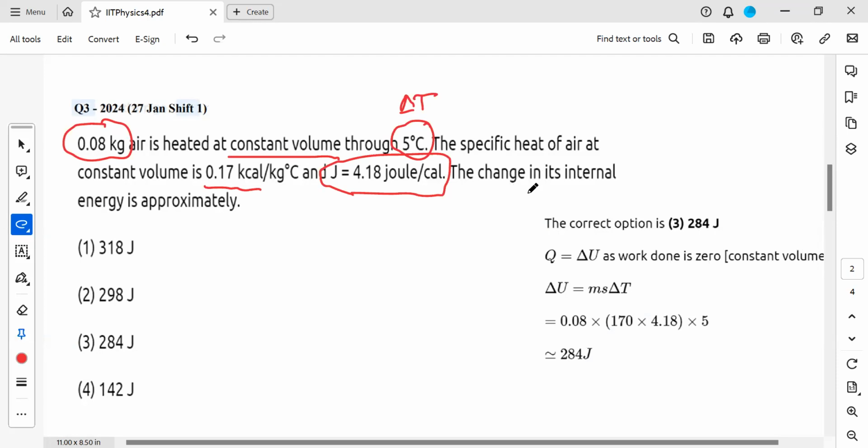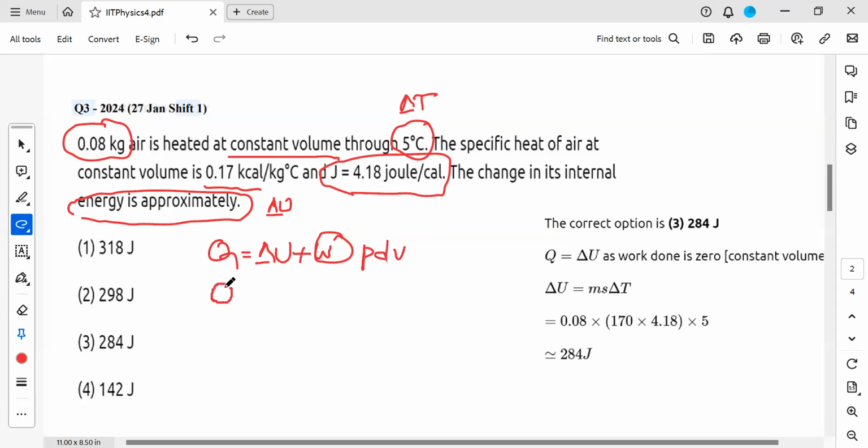Now we need to calculate the change in its internal energy, that is delta U. As per the first law of thermodynamics, Q is equal to delta U plus W. Here W is PdV. Therefore, Q is equal to delta U plus PdV.